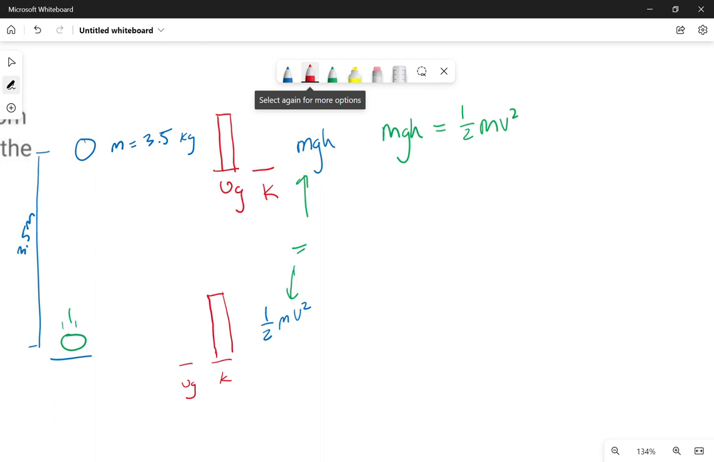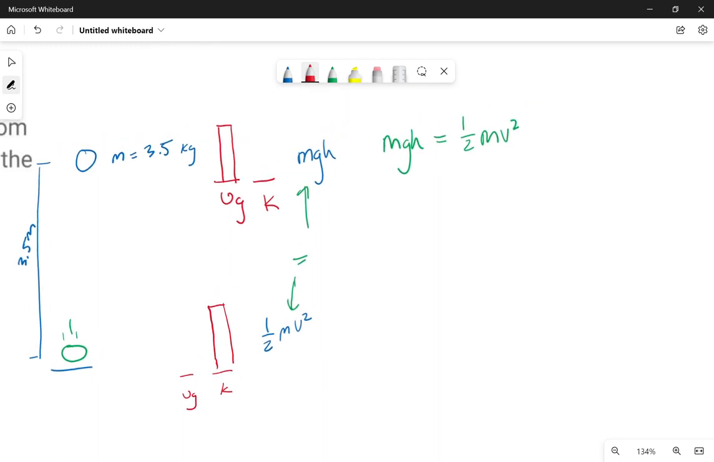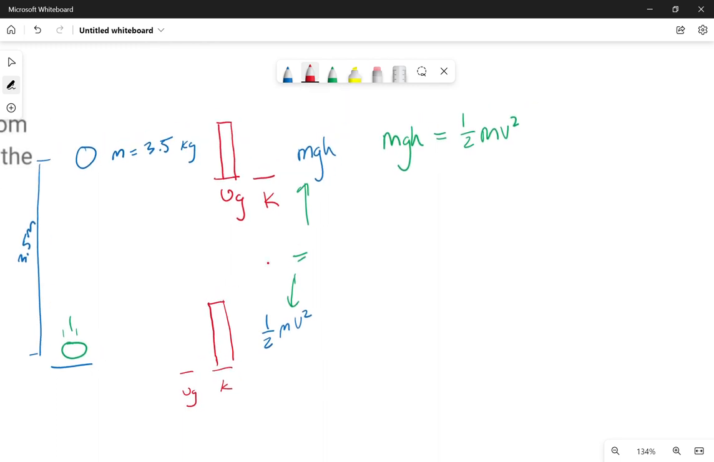So the first thing we should notice, and this is all algebra from here, there's no real physics here, just algebra. First thing I should notice is that I've got a mass on both sides, so those will cancel out, giving me that gh is equal to 1/2 v squared. And then from here, just solving with basic algebra.